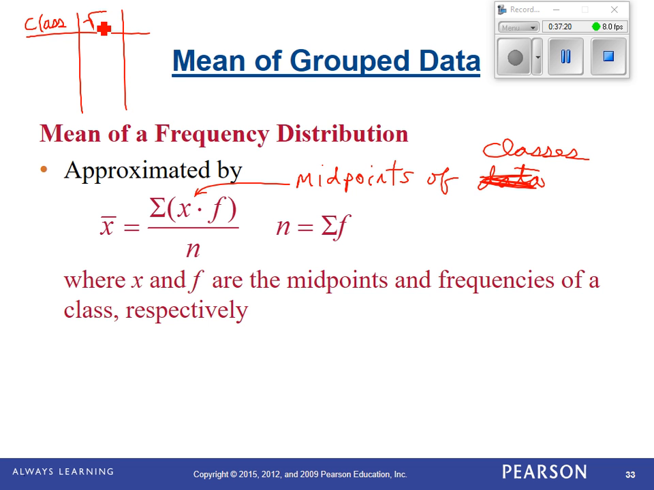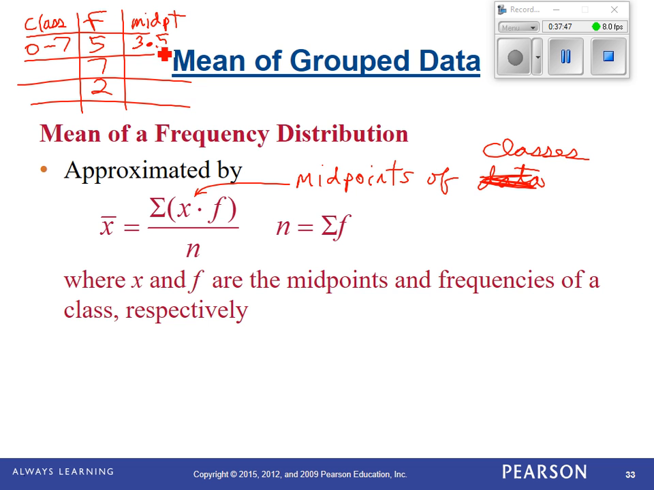You got your frequency. Now we're for sure going to have to find our midpoint each time. On each of those classes, if this one's 5, that one's 7, that one's 2, whatever the frequencies are for each one, we have to find the midpoint of each class. Remember, to find the midpoint of each class, you add those two numbers and divide by 2. So 0 plus 7 is 7, divided by 2 is 3.5.